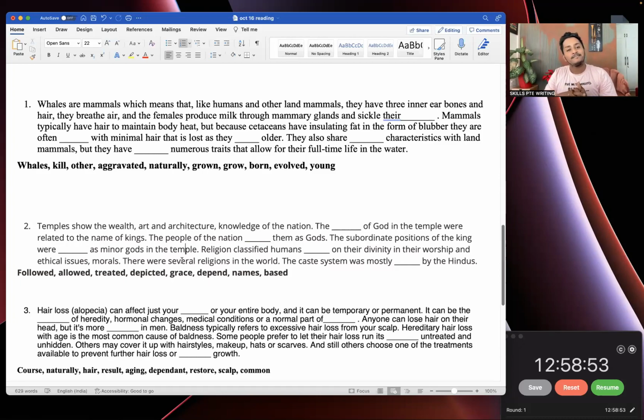Shall I start? Temple shows the wealth, art, architecture, knowledge of the nation. The dash of the gods in the temple. Since it is supposed to be plural, I have written names. You don't say you have written, you have to correct like me. Yeah, Lakshmi, you are right. Because there are names related to the gods, not grace related to things.